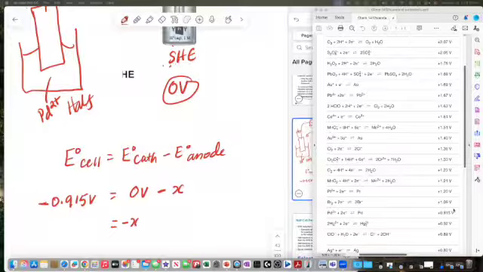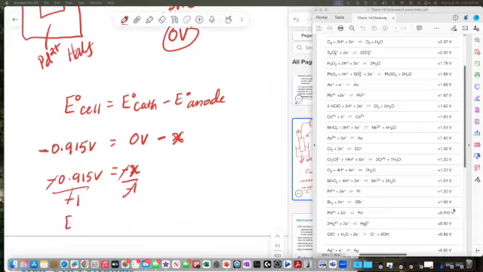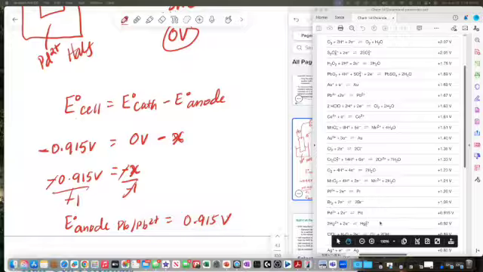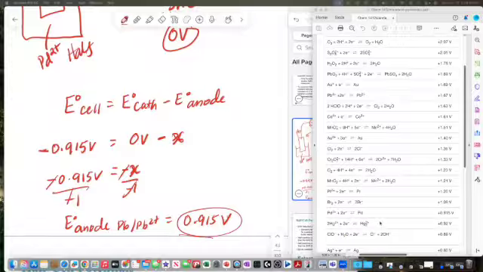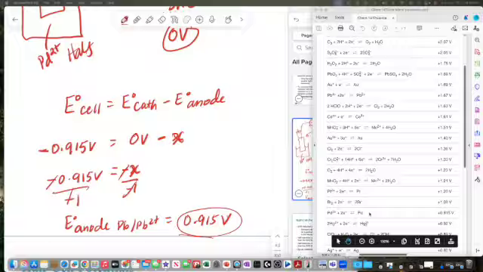So just negative X equals, I should write my X like this, be consistent. Negative 0.915 volts, divide by negative 1, divide by negative 1, and we end up with what? The potential of the anode, which is lead and lead 2 plus, is equal to 0.915 volts, okay? And so you can see this is how they got the number. Even though we assigned the whole thing to be negative, that's how we get the number for palladium, okay?